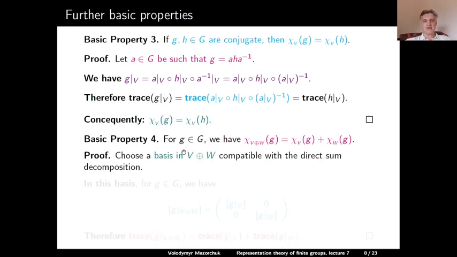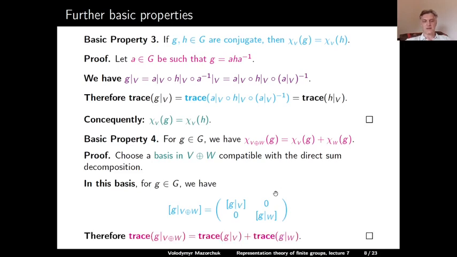Proof: let us choose a basis in the direct sum of V and W which is compatible with this direct sum decomposition. In this basis, any element g in G is represented by the following block diagonal matrix. The action of g on the direct sum is given by a block diagonal matrix, where the northwest block describes the action of g on V, the southeast diagonal block describes the action of g on W, and the off-diagonal blocks are zero. Therefore, the trace of the linear operator of g on the direct sum of V and W is the sum of the traces of the action of g on V and W, respectively.